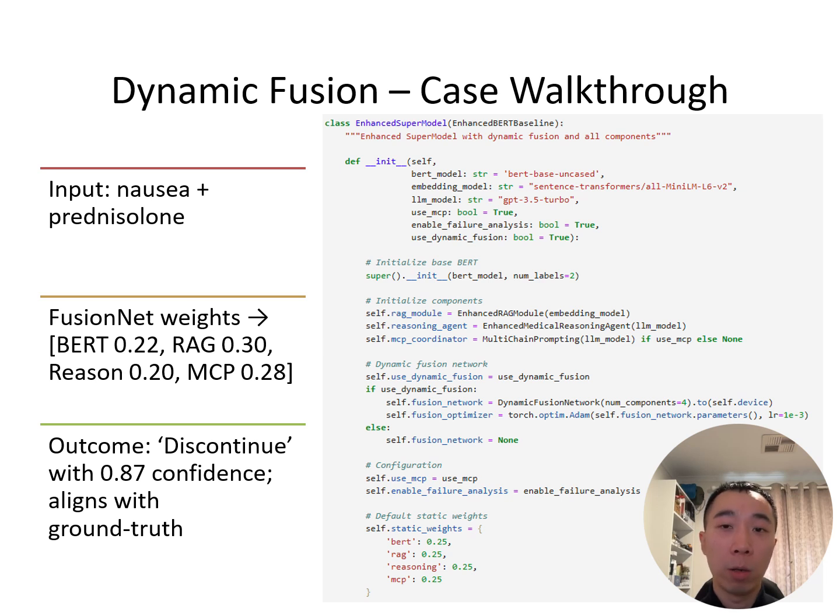Let's look at a real-world example. The patient experienced nausea while taking prednisolone. The model assigned the following fusion weights: BERT 0.22, RAG 0.30, LongChain 0.20, and MCP 0.28. The final output was a decision to discontinue the drug with 0.87 confidence, which matched the ground truth. The reasoning path was transparent and clinically sound.